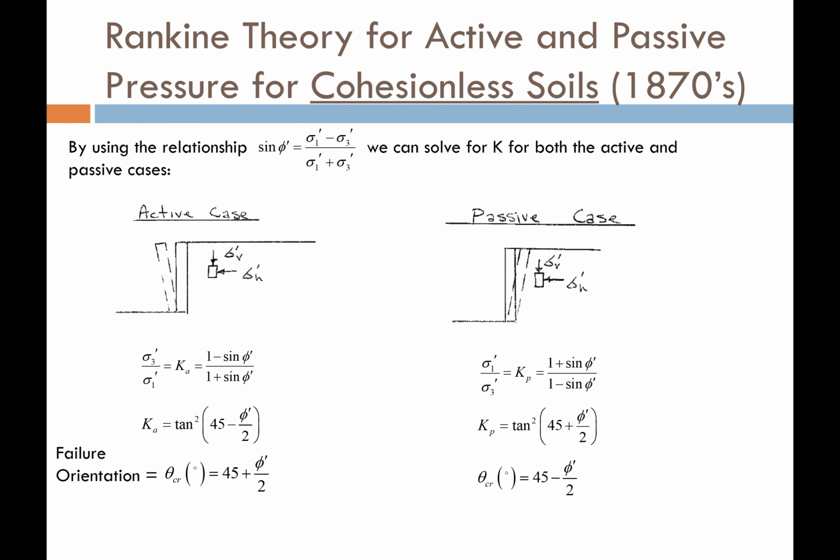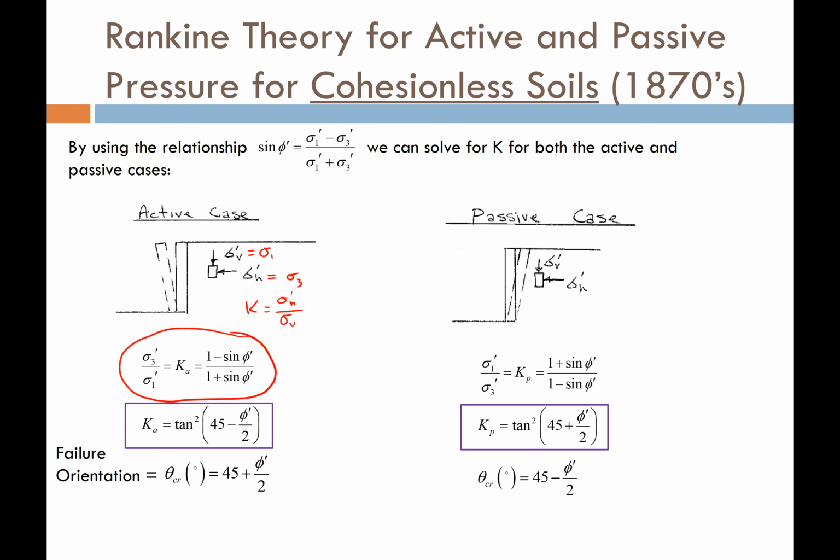pressures. Now, if we take this common relationship, which is just based off the geometry and trigonometry of the Mohr-Coulomb circles and the failure envelope, we can simplify for Ka and Kp using these relationships down here. So Ka is simply, remember, for the active case, the horizontal stress equals sigma 3, and the vertical stress equals sigma 1. And remember, K is the ratio of horizontal stress divided by vertical stress. So if that's the case, we have sigma 3 divided by sigma 1. And if we plug in this relationship here, then we get this famous equation. This is the Rankine equation for computing the active earth pressure coefficient.